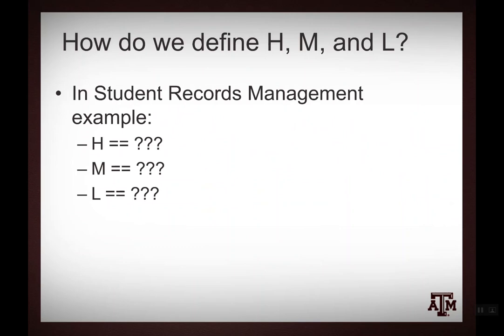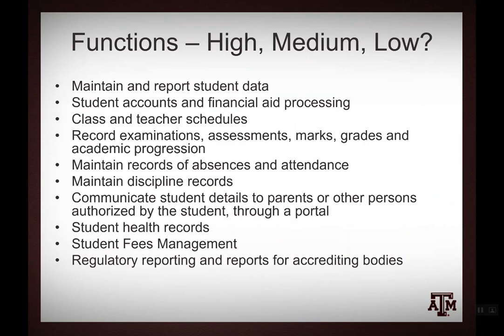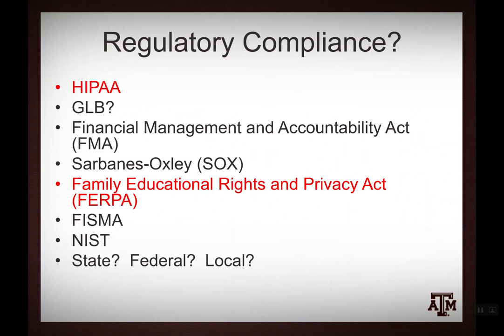So in our student record example, go back and think through which students' records would be high, medium, and low. Excuse me, high, moderate, and low. And then look at the functions we talked about. High, moderate, or low. I've even put medium on the slide. All right, same thing. Class and teacher schedules, lower medium, anything with grades, high.